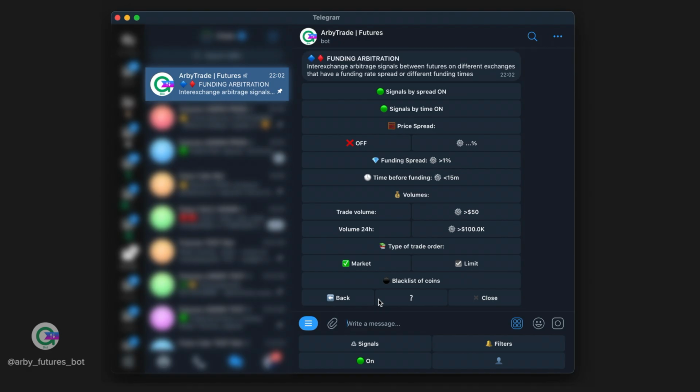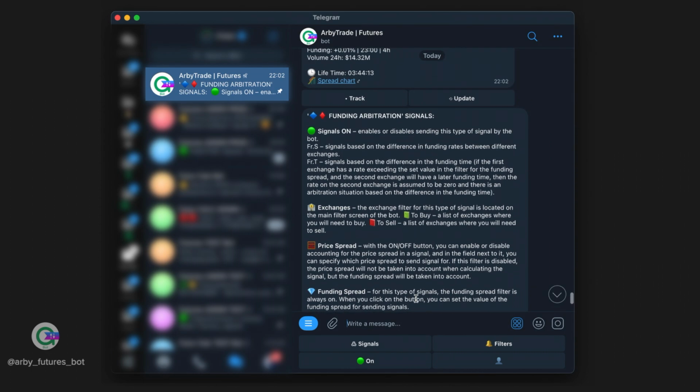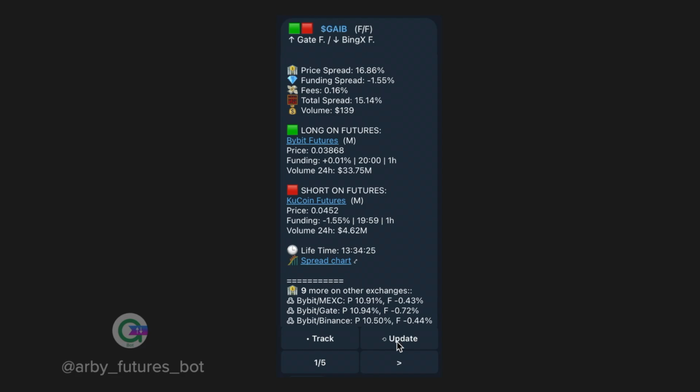After that, everything is the same as in the filters for intra-exchange futures signals. In every section of the bot, there is a hints button. By clicking it, you can learn more about each function and filter. As we have already shown earlier, every incoming signal contains all the necessary information for trading it.